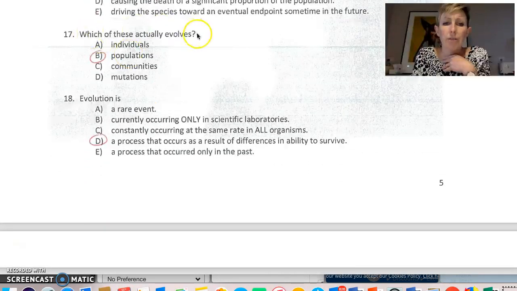Which of these actually evolves? Not individuals. Individual organisms, whether it be a bacteria or a human or a bird, cannot actually evolve. The definition of a community is lots of different species all together. We tend to talk about evolution in terms of a single species. So it's not communities, and mutations are the mechanism by which variation occurs. So the answer is B, populations.